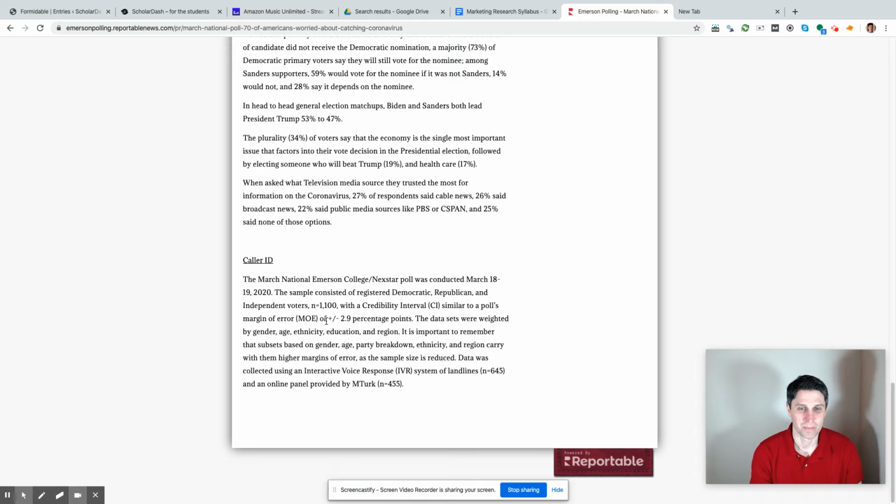So they collected the data using landlines. So interactive voice response system, it's some kind of robocall type thing where once it answers, I'm assuming then they can talk to the person. N equals 645. So they had 645 responses from that. And then they supplemented it with an online panel that they got from MTurk of 455 people. So MTurk is Amazon Mechanical Turk. Amazon maintains a panel of survey respondents, participants that anybody can pay 60 cents or $1.50 to complete a survey. And then that's essentially data that you can use for your study. In this case, they used it for polling.